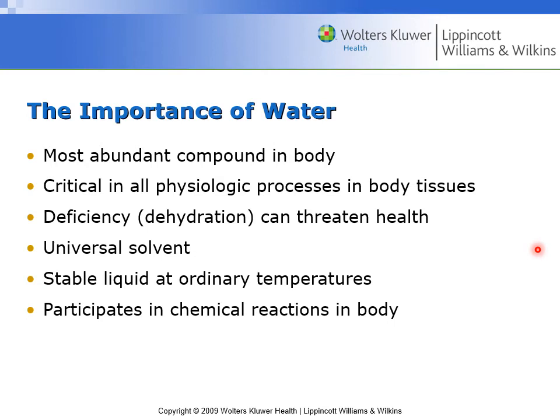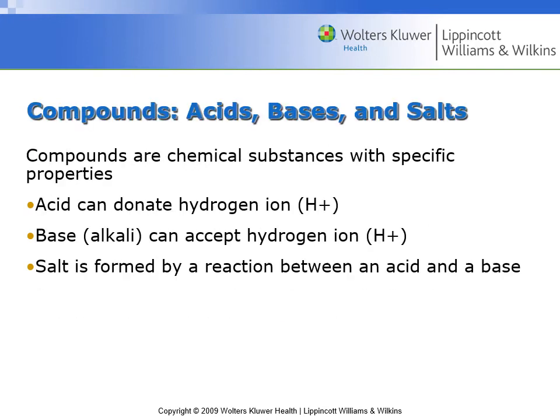Before we look at the enzyme, let's have a look at water. Water is very important to the body. It's the most abundant compound in the body and is critical to all physiologic processes in body tissues. Deficiency of water, as we're well aware, can threaten health, and therefore it is very important to remain hydrated. Water is also known as a universal solvent. Most things dissolve in water, and it's a stable liquid at ordinary temperatures, and it also participates in chemical reactions in the body itself.